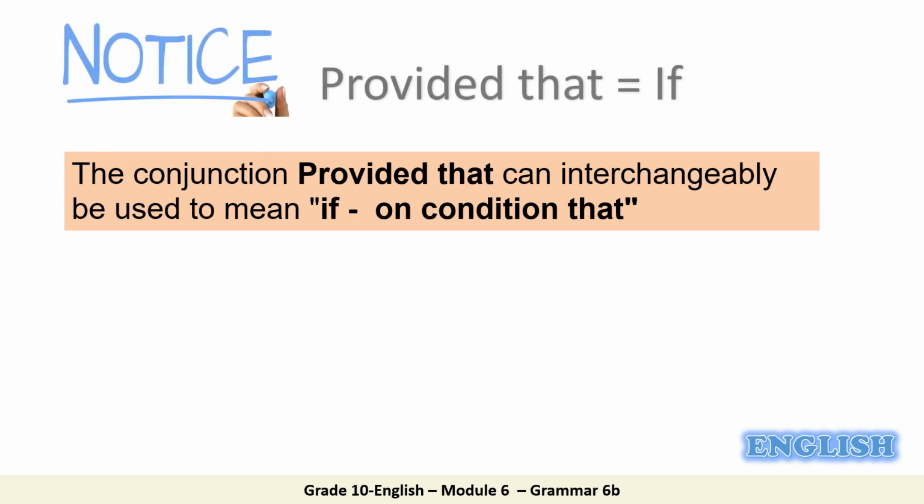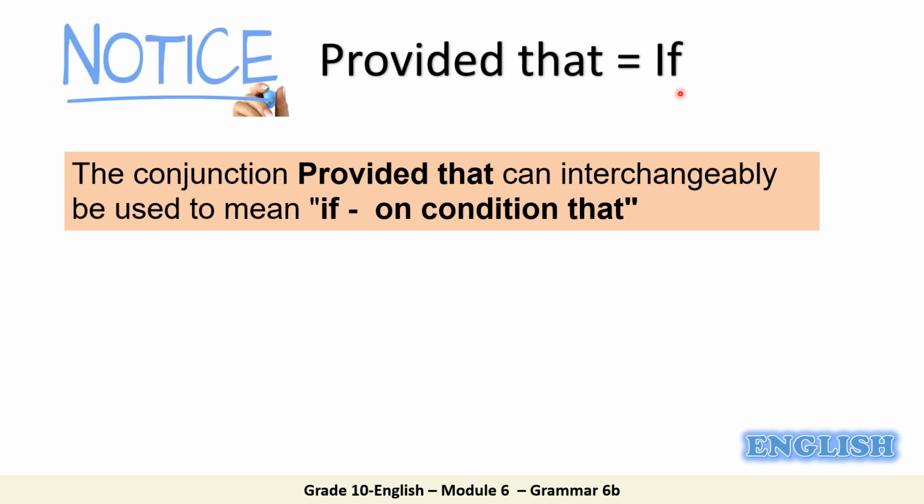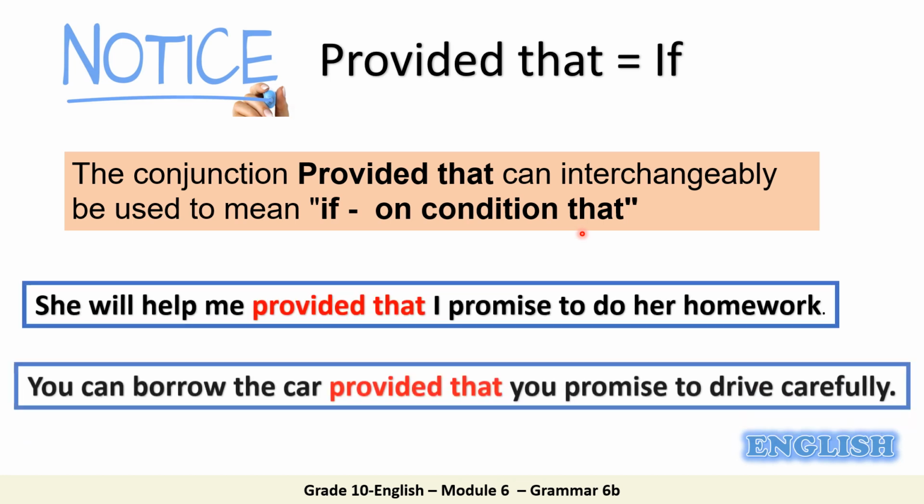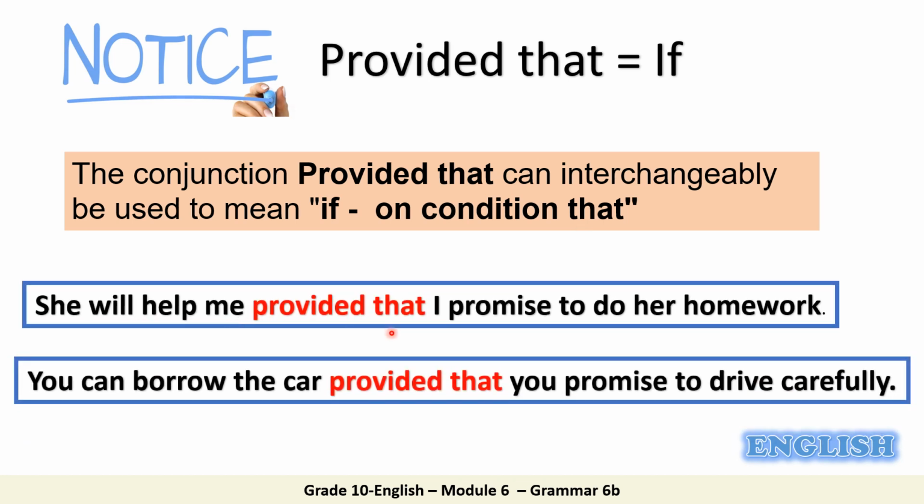And now let's talk about provided that, which equals if. They both have the same use and the same structure. So the conjunction provided that can interchangeably be used to mean if or on condition that. Let's take some examples. She will help me provided that I promise to do her homework. We can also say she will help me if I promise to do her homework. You can borrow the car provided that you promise to drive carefully. We can also say you can borrow the car if you promise to drive carefully.